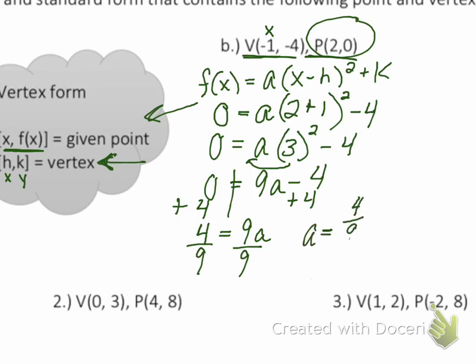So I get a is equal to, we'll keep it as a fraction, 4/9, because otherwise that's just 0.4 repeating. I don't want a decimal, because if I put a decimal, especially one that repeats, we lose accuracy. And so my final equation is going to be f of x is equal to my given a value that we just calculated, and then x, plus the 1, this is from the vertex, squared minus 4.